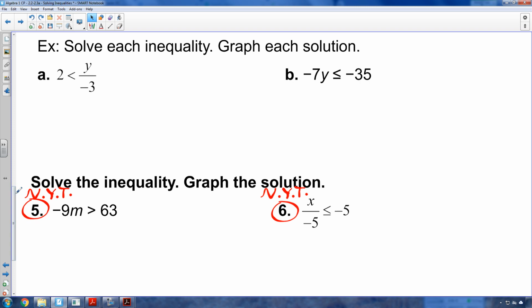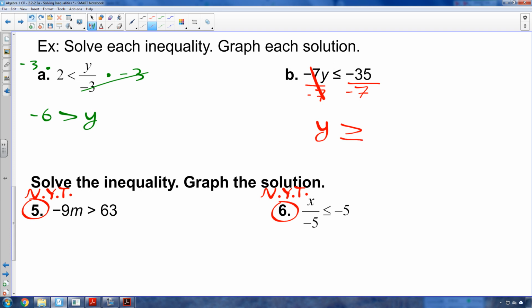So hopefully you learned that when you multiply on both sides by a negative, the inequality will flip. So the inequality flips and you have this inequality. Similarly here, if you divide on both sides by a negative, the inequality will flip. So notice that I'm flipping the inequality because I'm dividing by a -7. And I'm flipping the inequality here because I'm multiplying by a -3 on both sides. So just keep that in mind, otherwise everything is the same.